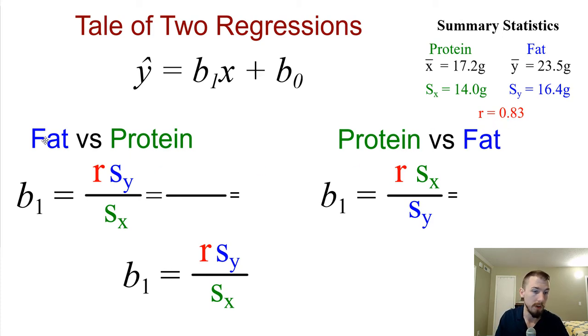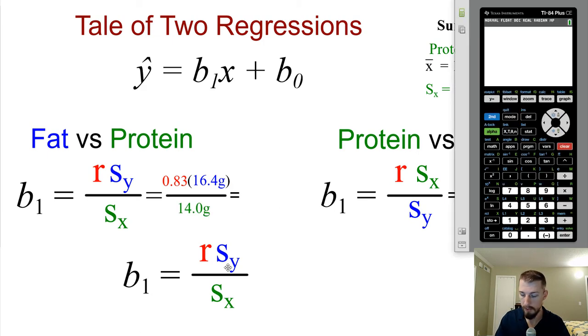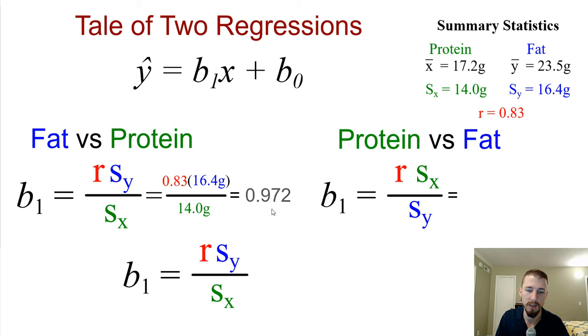So back over here, we're going to go from the protein to the fat. Basically, we have the protein on the bottom and the fat content on the top. Our slope is going to be the correlation coefficient 0.83 times the standard deviation for the fat content, 16.4, divided by the standard deviation for the protein content, which is 14. If we put all that in the calculator, which I'm going to do really quick, in fact, I think I already had it in the calculator, I did, it's going to be 0.97 and then some other decimals, whatever.